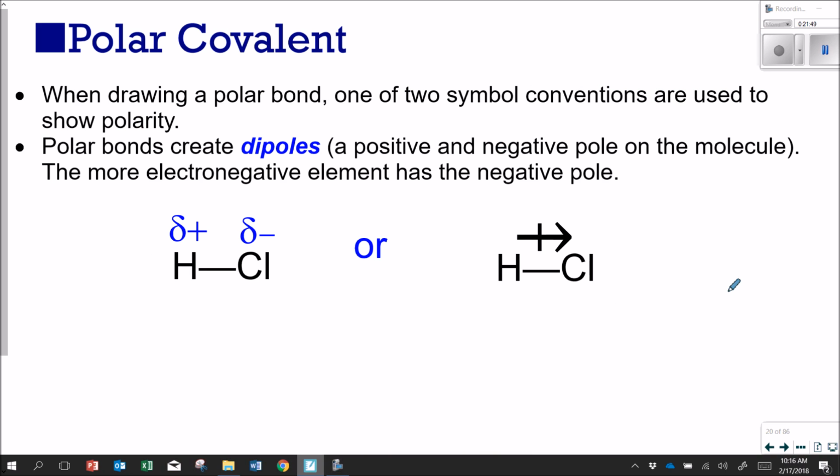Showing polarity on a bond can be done in two ways. Polar bonds create dipoles, which is a positive and a negative pole on the molecule. So the more electronegative element has the negative pole. So we can do it this way, where we put a delta plus on the less electronegative atom and a delta minus on the more electronegative atom. Or we can draw the arrow towards the more electronegative element with a plus sign.